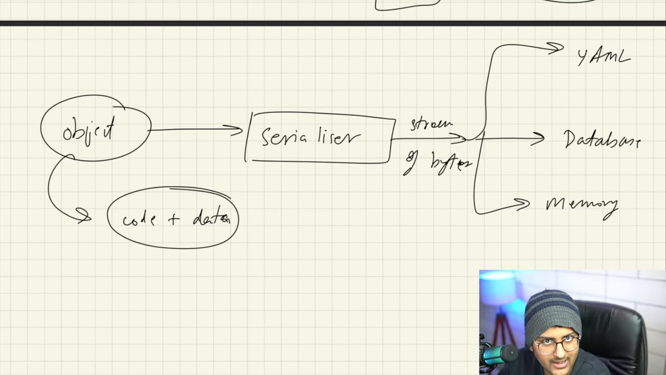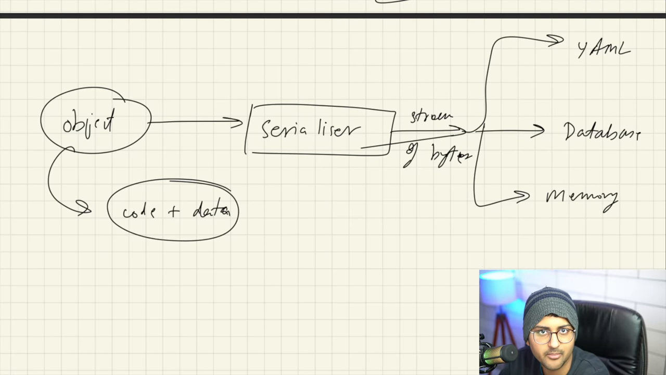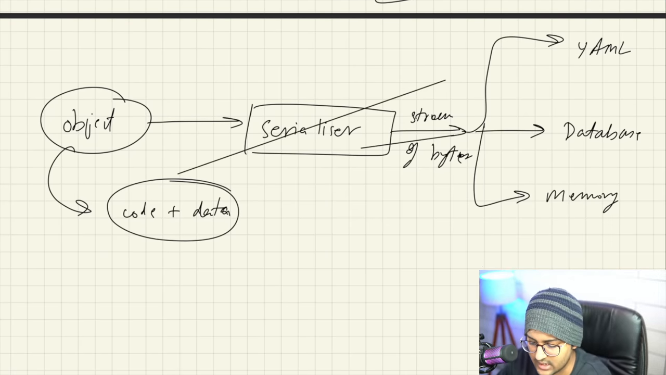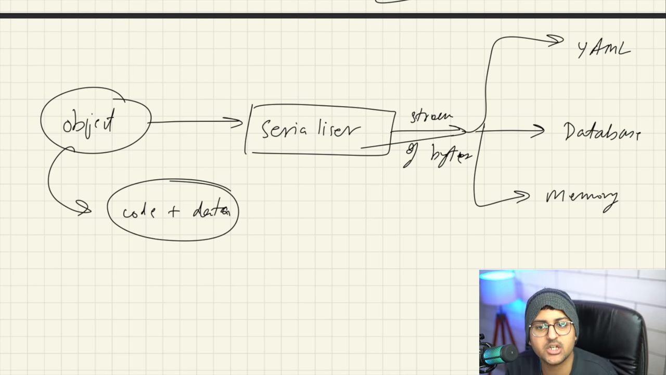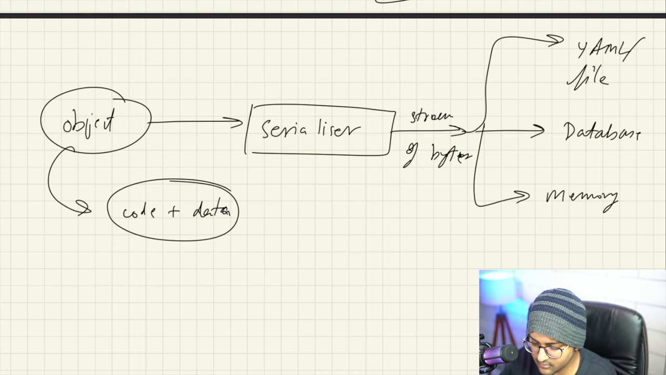So you pass it into a serializer and it converts it into a stream of bytes. Bytes, you already know, memory. And then you can save it in your YAML files or whatever. So serialization is, I repeat, a process of converting this data object, which is a combination of code and data, into a series of bytes that saves the state of this object in a form that is easily transmittable. In this form, the data in the stream form can be transferred into the YAML file or any other file you want, a database or memory. The reverse of this is known as deserialization.